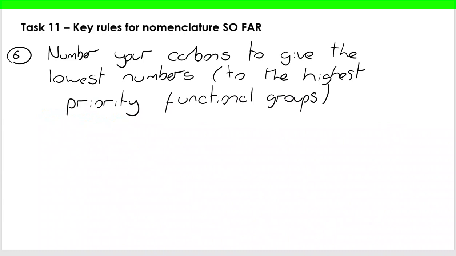Moving on, number your carbons. So final rule here, number your carbons to give the lowest possible numbers, as we just saw with the halogens, but we also have to focus on the priority of the functional groups. So alkenes are a higher priority than haloalkanes, so we get them the lowest numbers possible as a priority. Again, this will be built on as we revisit each of the functional groups in future topic reviews.